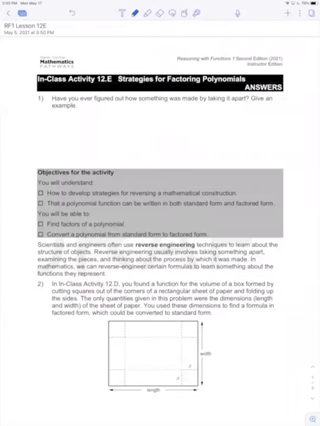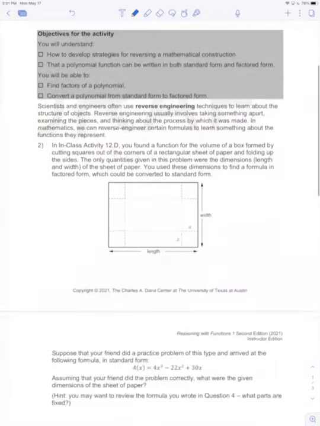2. In class activity 12D, you found a function for the volume of a box formed by cutting squares out of the corners of a rectangular sheet of paper and folding up the sides. The only quantities given in this problem were the dimensions, length and width, of the sheet of paper. You used these dimensions to find a formula in factored form, which could be converted to standard form. Let's scroll up to the next page.